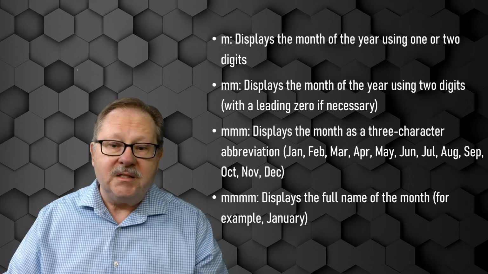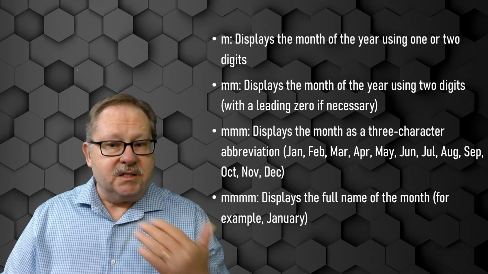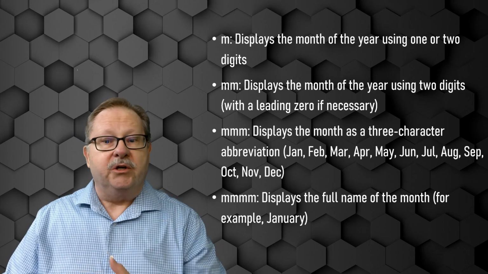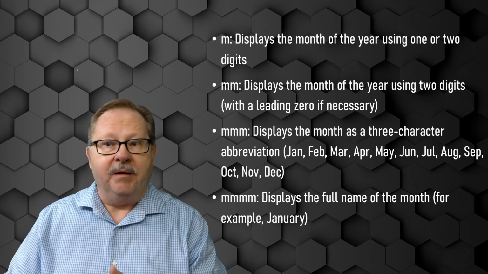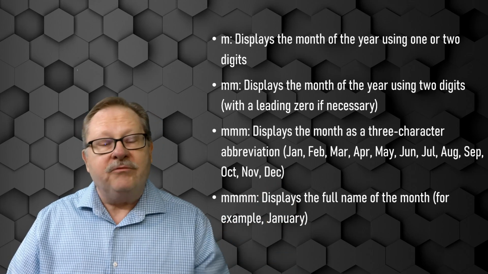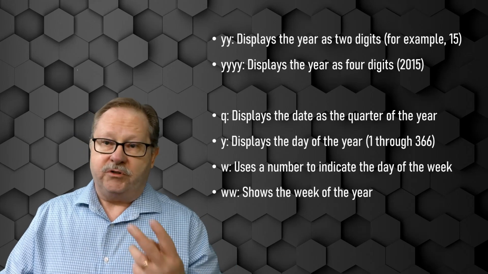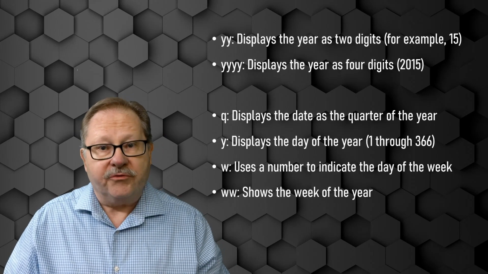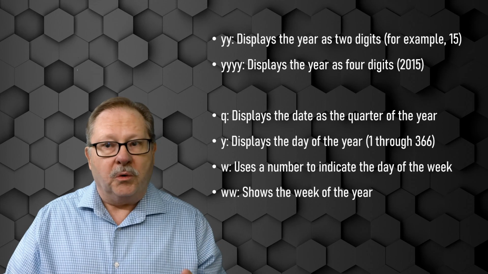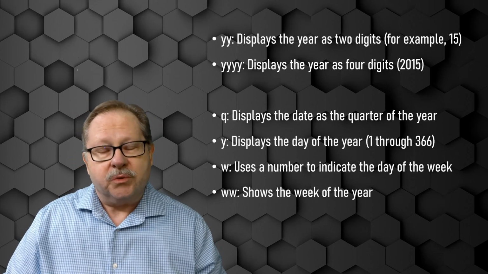If you want months, it follows the same kind of scheme here. A single M displays the month of the year with 1 or 2 digits. Double M is always 2 digits. 3 M's is the 3-letter abbreviation. And 4 M's spells it out completely. The years, you have 2 Y's for the 2-digit year, 4 Y's for the 4-digit year. And then you get the specialized ones that come along.